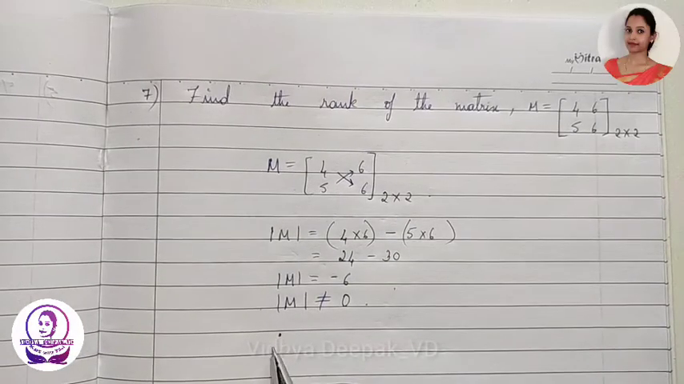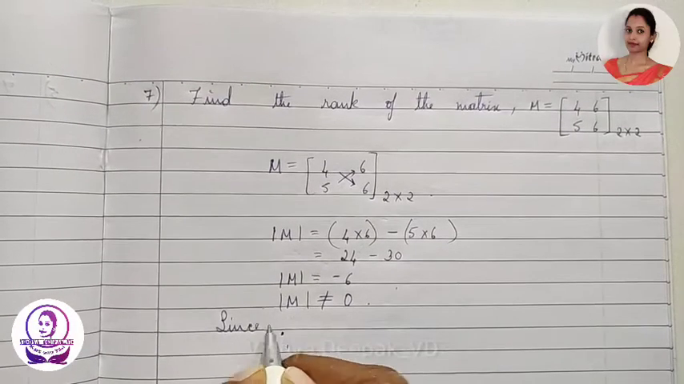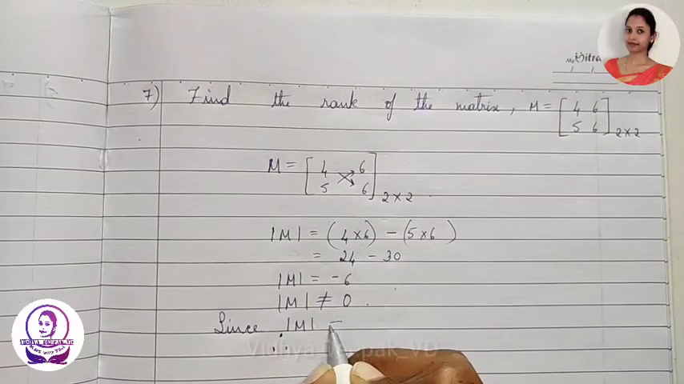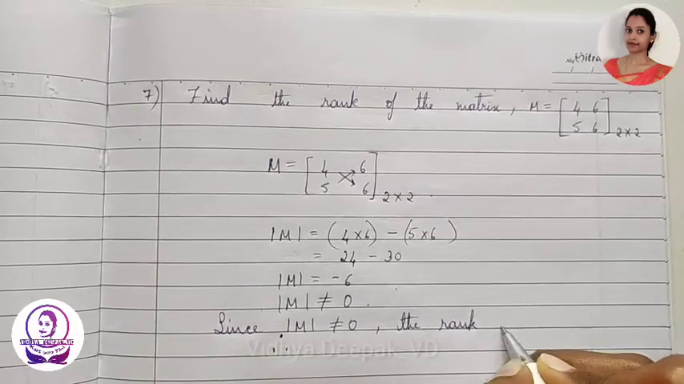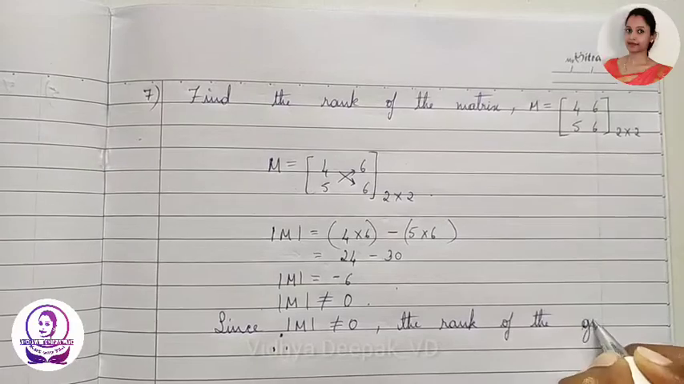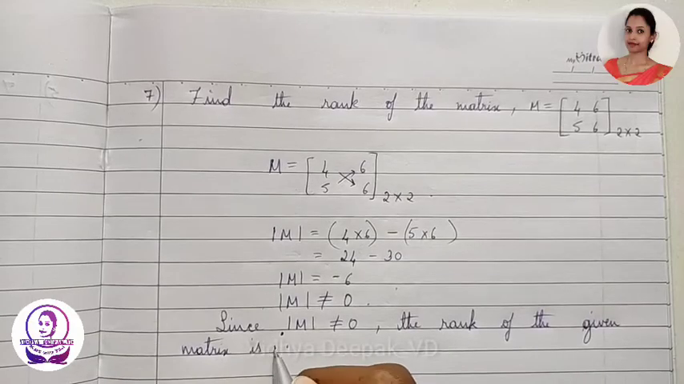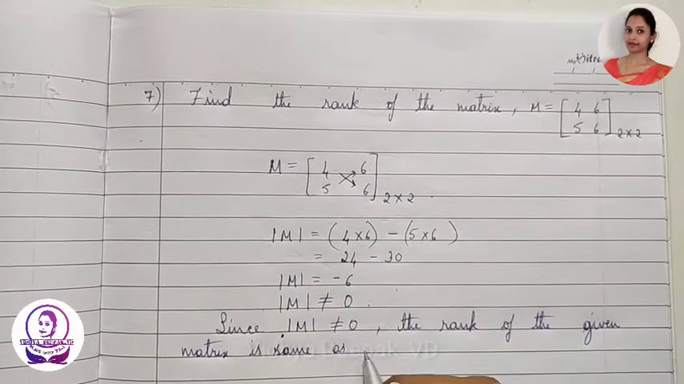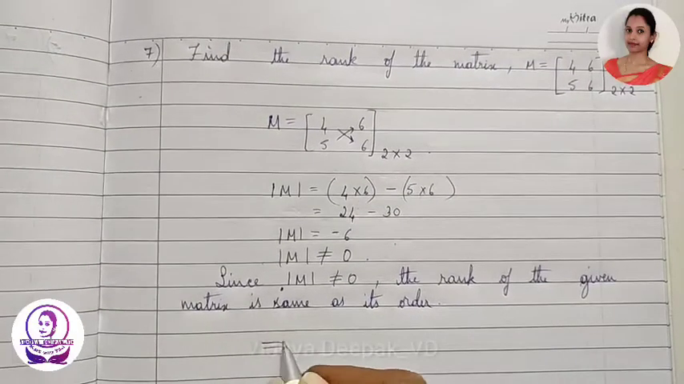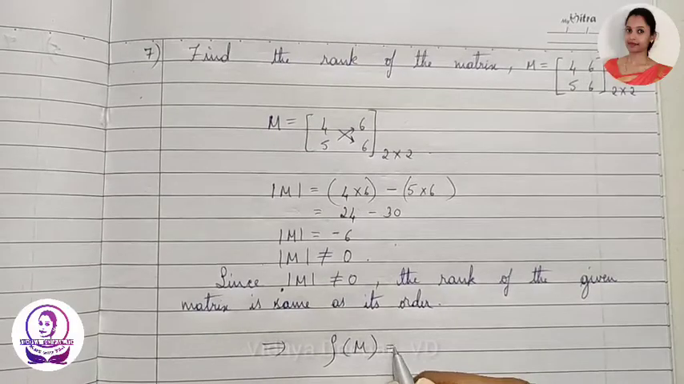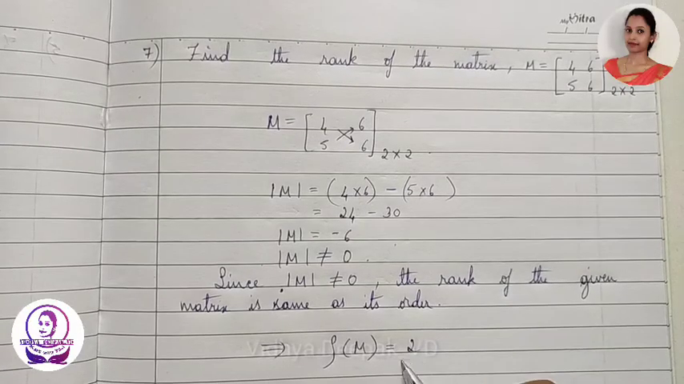Therefore, since determinant of M is not equal to 0, the rank of the given matrix is the same as its order. That implies rank of the matrix M is, what is the order? 2, right? 2 cross 2. That means the rank of the matrix is 2.